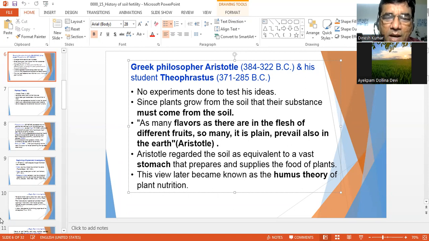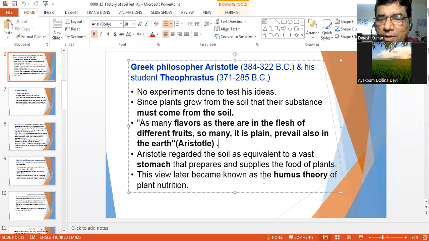That is the meaning. Aristotle regarded the soil as equivalent to a vast stomach. So he treated soil as the stomach of the plants that prepares and supplies the food of the plant. I think he was right that it is a stomach. In a stomach, what happens? Digestion happens. And in soil, what happens? Digestion of organic matter happens to release the nutrient. If you are not adding them from outside, the nutrient may come from organic matter or minerals. So his ideas were really good.